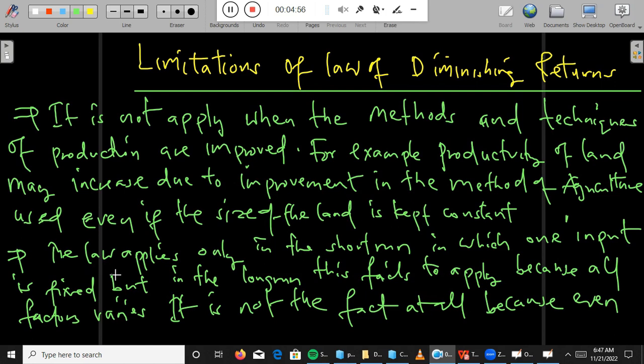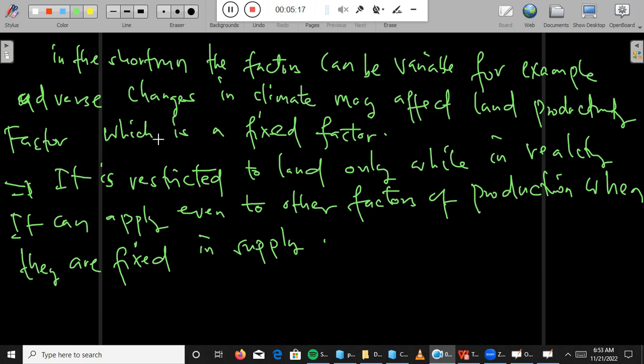So these are limitations of the law of diminishing returns. It is actually not applied when the methods and techniques of production are improved. For example, productivity of land may increase due to improvement in the method of production. But also, in the short run, the factors can be variable. For example, adverse climate change may affect land productivity, which is a fixed factor. It is restricted to land only, while in reality it can apply even to other factors of production when they are fixed in supply.